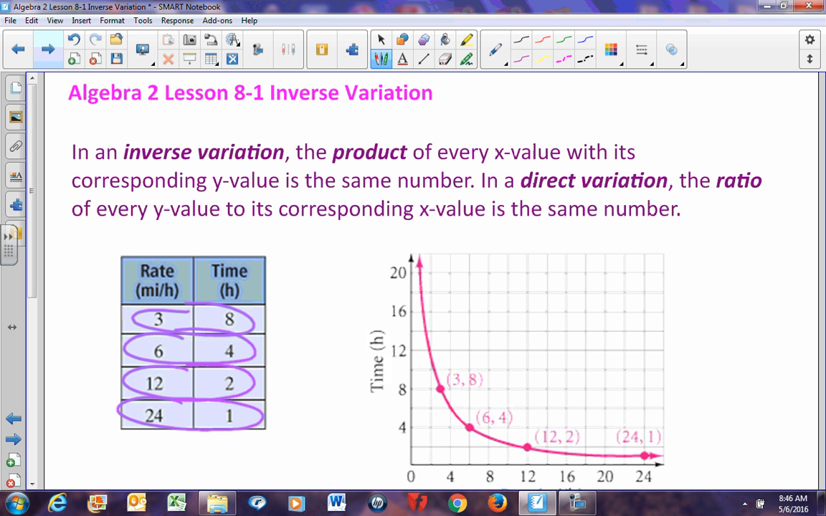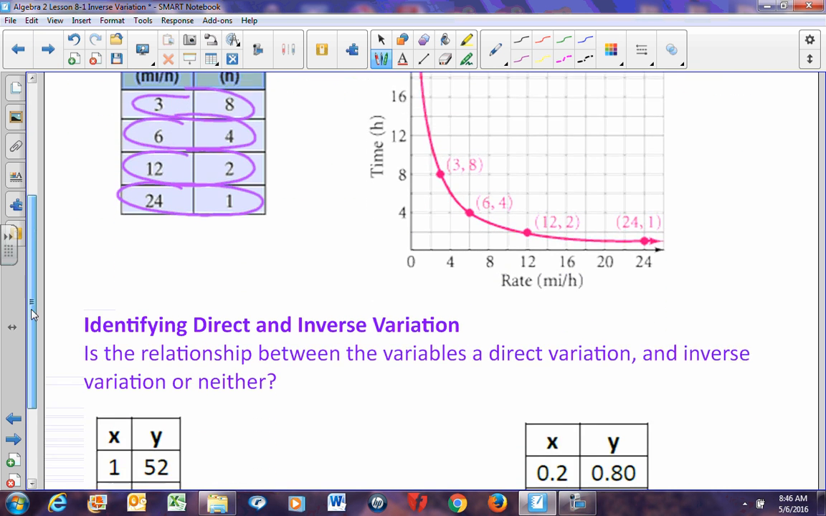In direct variation, the ratio of every y value to its corresponding x value is the same. So if you wanted to see if something was direct variation, you would divide y by x and see if that number comes out the same every time. For inverse variation, you multiply x and y and see if that number comes out the same every time. So inverse variation looks very much like this. It's a curved graph with branches going that way.